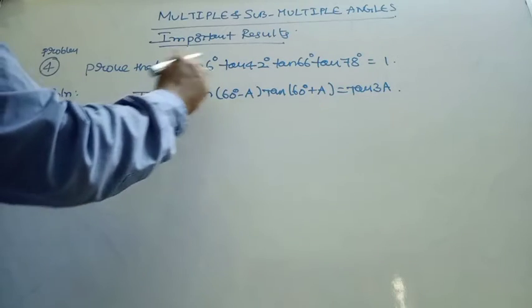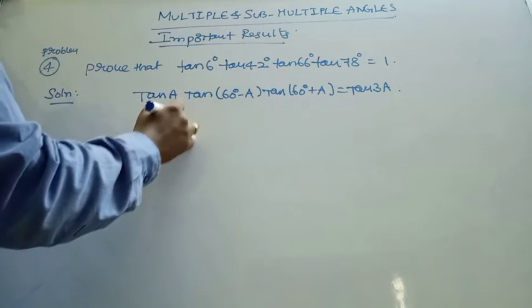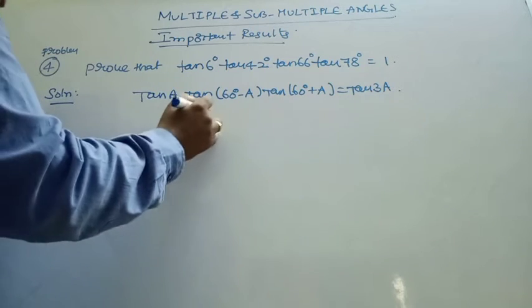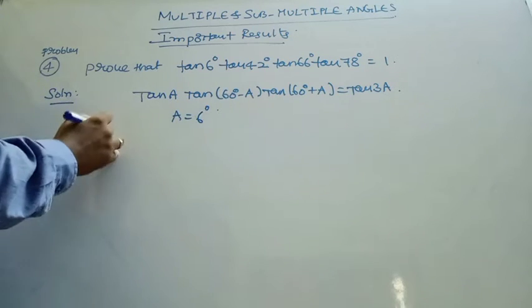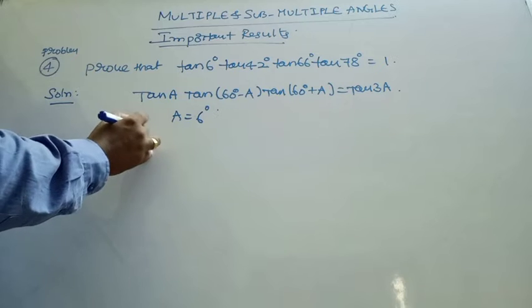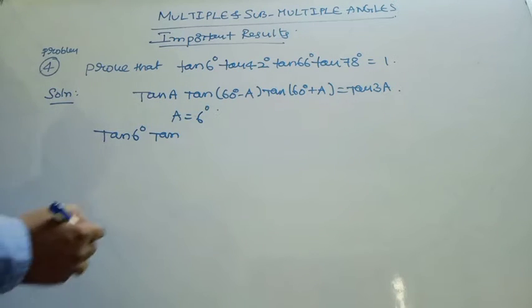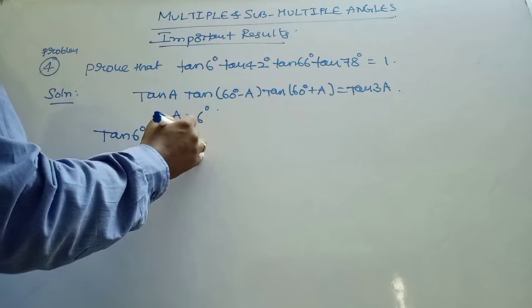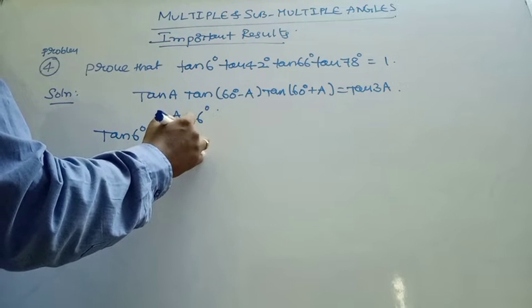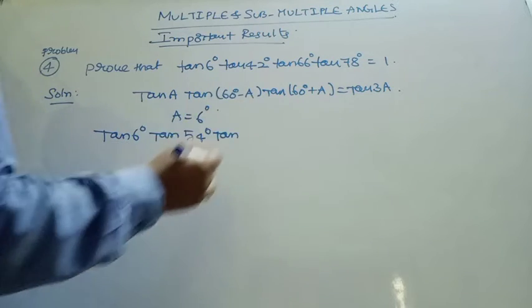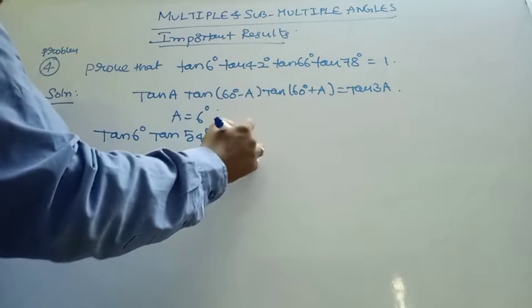Now suppose you take A equal to 6 degrees. Then what are we going to have? Tan 6 degrees into tan(60 minus 6), that is tan 54 degrees, and tan(60 plus 6), 60 plus 6 is tan 66 degrees.